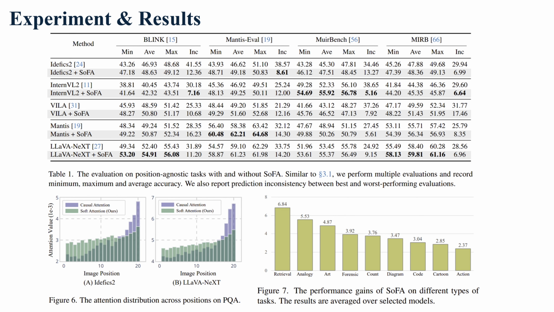Here are more evaluation results of our method. Table 1 is the evaluation on 4 multi-image benchmarks where we shuffle the image positions, and we can see that applying our method improves the accuracy in worst-case and average evaluations. Figure 6 shows the attention distribution across different image positions. As expected, for causal attention, the values at the end positions are much larger than at the other positions, and applying our method can effectively balance this distribution.